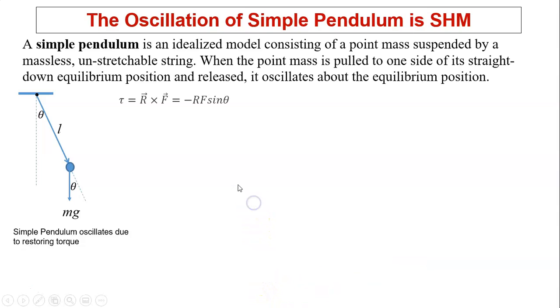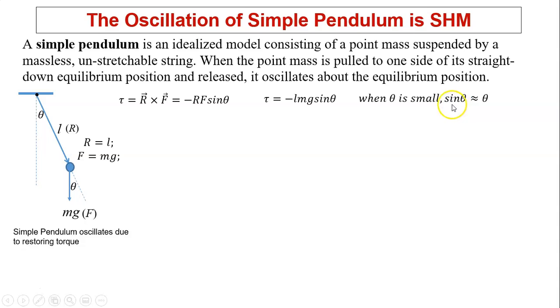What is the torque? Torque equals r cross F. r is the distance between the action of the force point to the axis rotation point. So in this case, r equals L. F in this case is mg. So torque equals negative L mg sine theta. Negative means when theta is positive, torque is negative. They are always in the opposite direction because the torque is restoring torque.